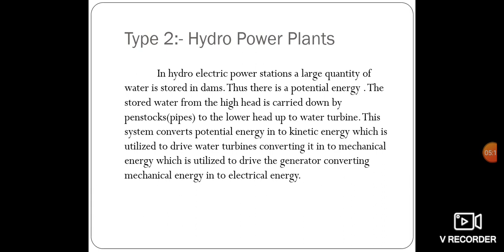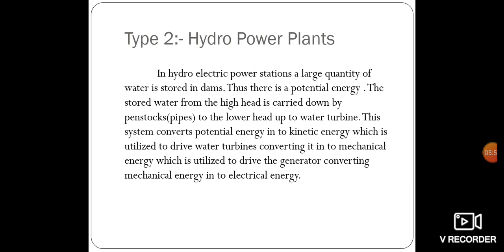So in a hydroelectric power station, a large quantity of water is stored in the dam at a height. Because of that height or position, potential energy is stored in the water, the high head of the water, and that water is moved towards the lower head by the penstocks or the pipes, and is directed to the water turbine.